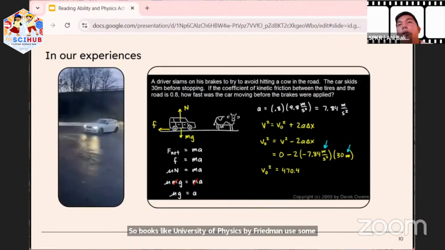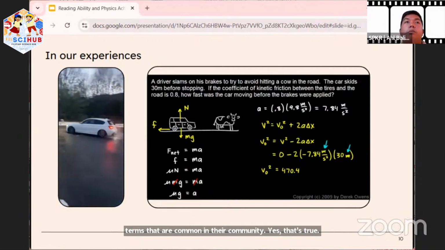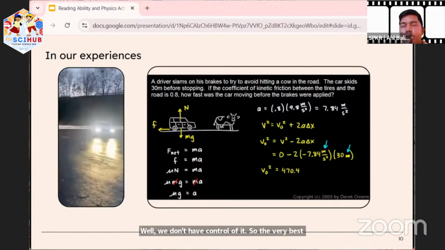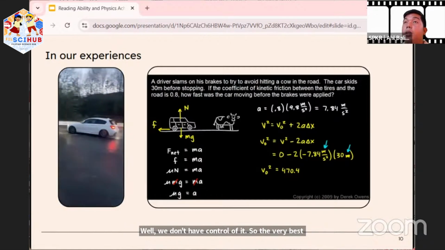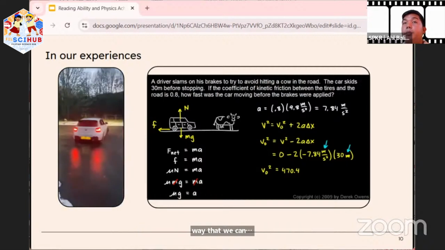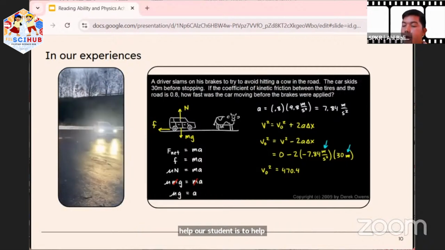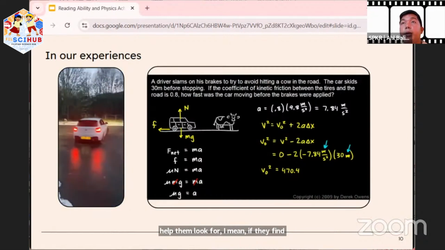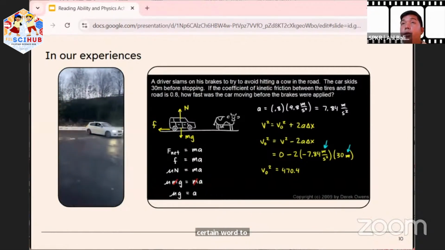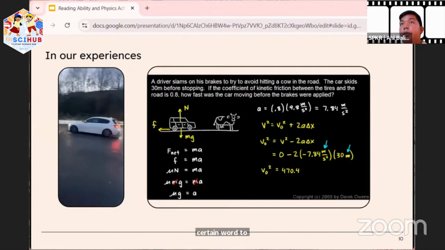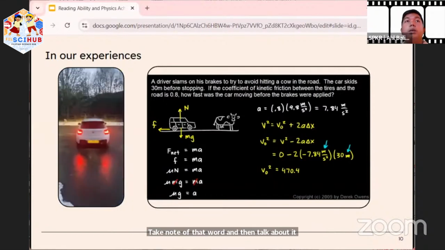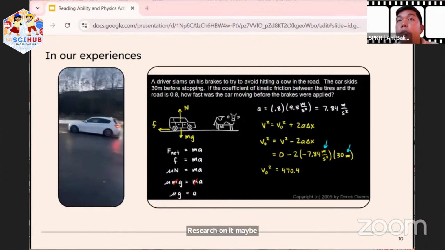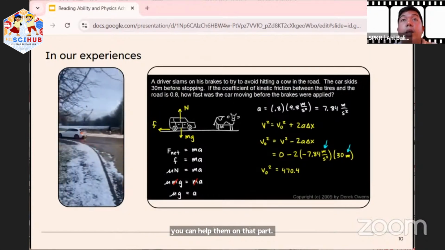Well, we don't have control of it. So the very best way that we can help our students is, if they find it hard to comprehend a certain word, to take note of that word and then talk about it. Research on it. Maybe you can help them on that part. Thank you, Sir Raymond. Thank you, Ma'am Donna.